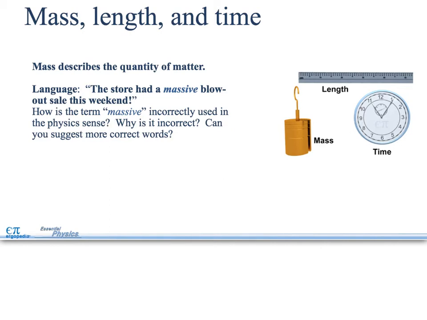Mass describes the quantity of matter. Language: the store had a massive blowout sale this weekend. How is the term massive incorrectly used in the physics sense? Why is it incorrect? Can you suggest more correct words? Okay, so having a massive sale is not the same as a mass in physics terms or science terms. What do you think would be the right way to use it?